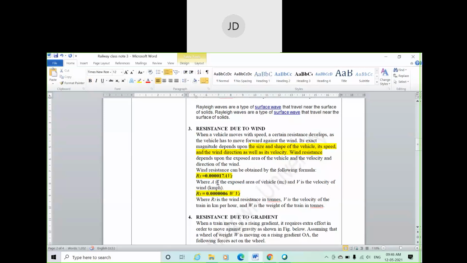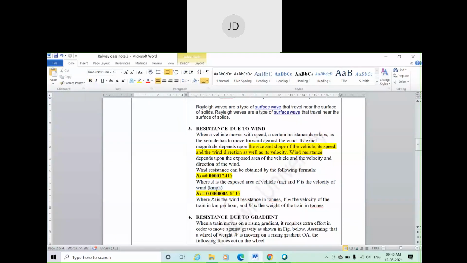In the first formula, 0.000017 multiplied by A into V2, where A is the exposed area of the vehicle, that means the outer circumference of the train. Since wind resistance depends on the shape and size of the vehicle, we have considered the exposed area of the vehicle in meter square, and V2 is the velocity of the wind, not the velocity of the train, in kilometer per hour.